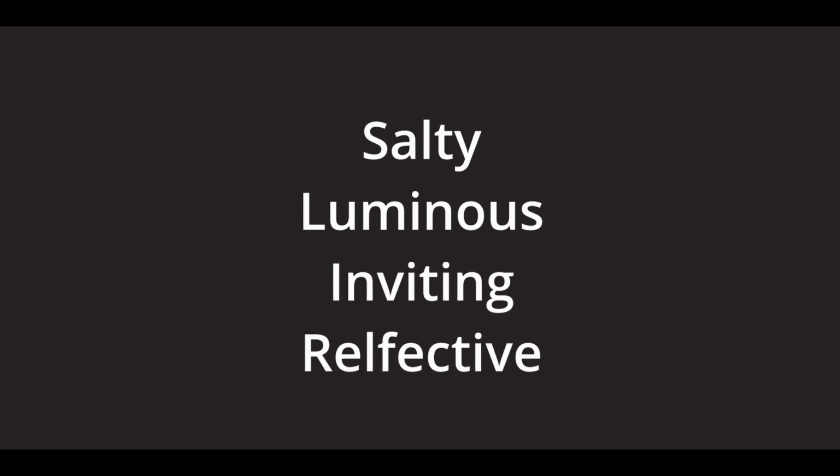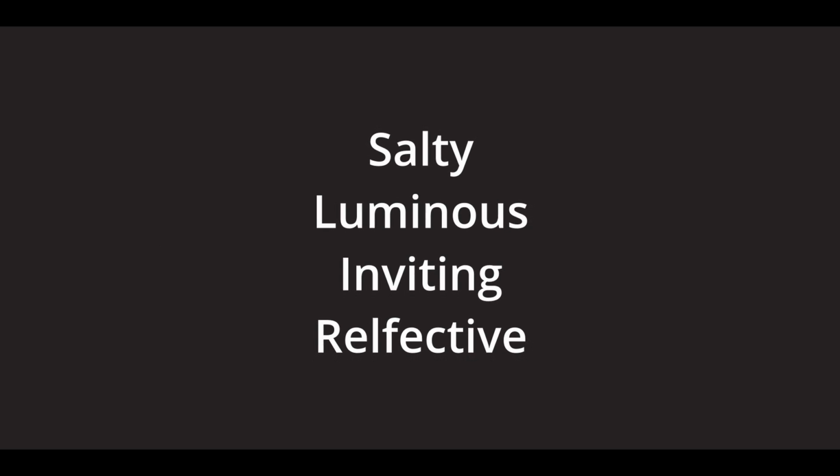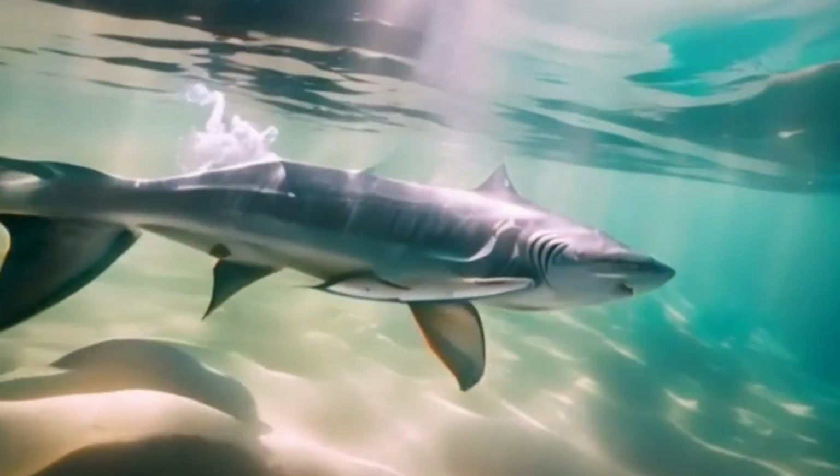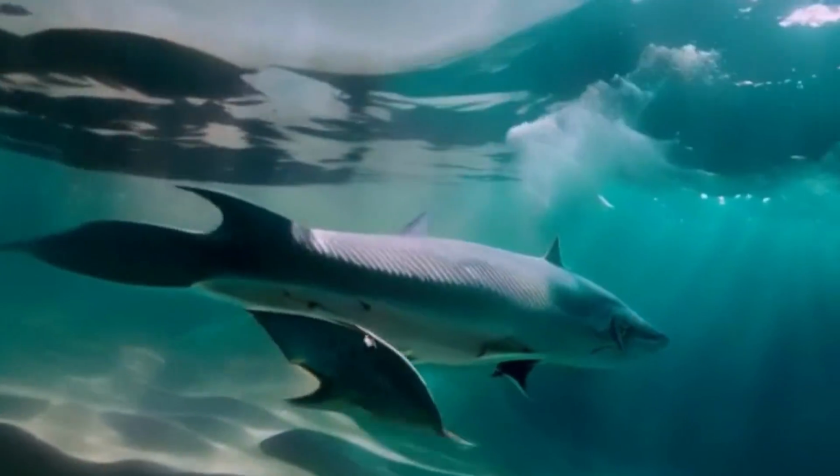You can use words like pristine, tranquil, golden, shimmering, rugged, serene, turquoise, sun-drenched, secluded, salty, luminous, inviting, reflective, sultry, mystical, picturesque, remote, and tropical. If you're looking for some of the best phrases to describe a beach in writing, I've got you covered there too.